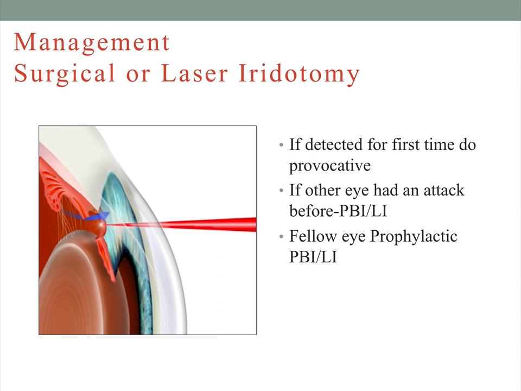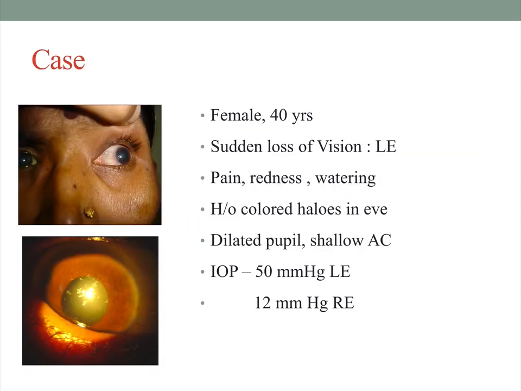Here the laser beam, YAG laser, is used to create an opening between the posterior and the anterior chamber, bypassing the pupil, so that the element of pupillary block is relieved by doing a laser iridotomy. Coming to a case, this is a female, 40 years old.